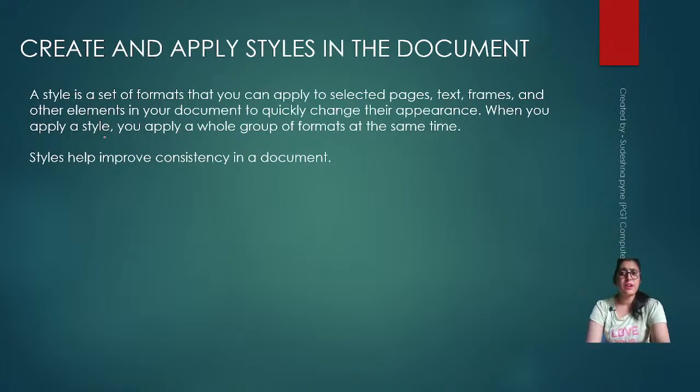That is, first we will create a sheet, then we will write some text and we can apply some styles inside the document. So let's see, a style. What is a style actually? A style is a set of formats that you can apply to select pages, text, frames, and other elements in your document to quickly change their appearance.